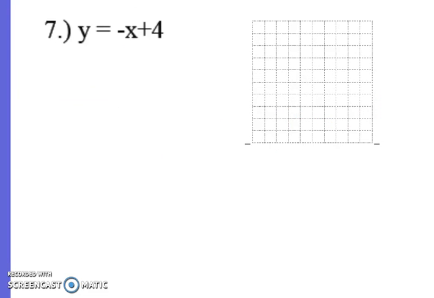Number 7, what do you do first? Got to put it in standard form. Add your x to both sides. So you have x plus y equals 4. Go ahead, I want you to do this one on your own, and then check your answer.